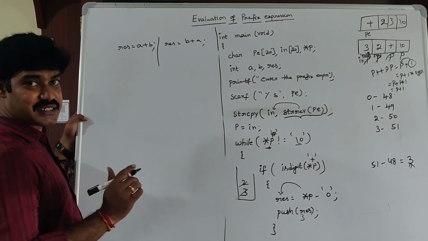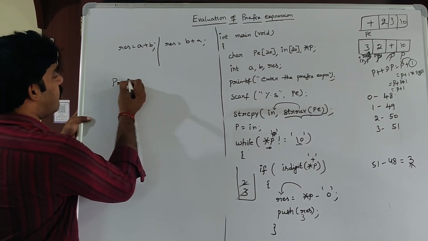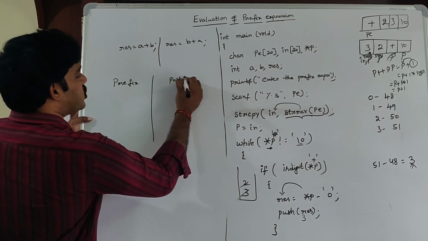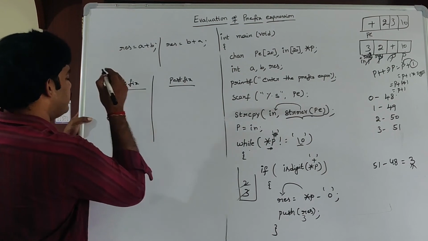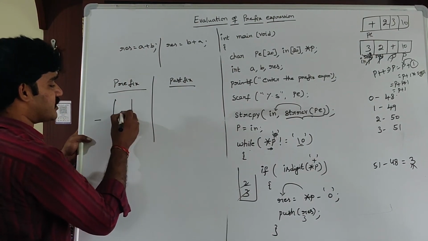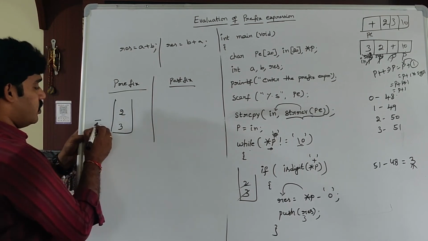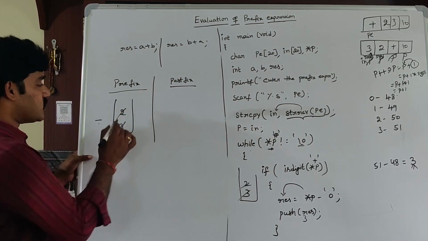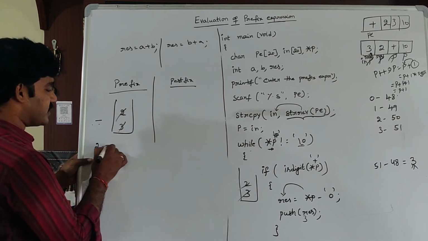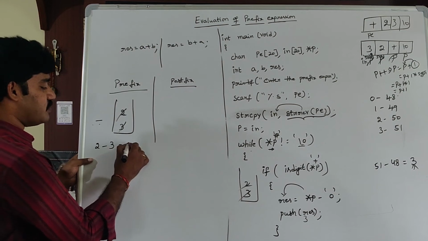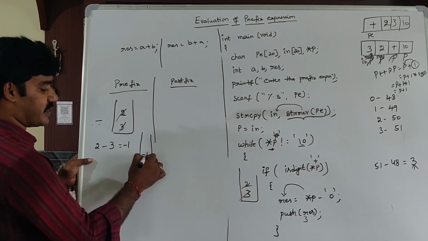Whereas if it is the subtraction operation, take an example, evaluation of prefix as well as evaluation of postfix expression. Your operator is minus and your stack operands are 3, 2. If it is minus, then pop the topmost two elements. The first popped element is placed on the left hand side and the second popped element is placed on the right hand side. 2 minus 3 is minus 1, push that into the stack.